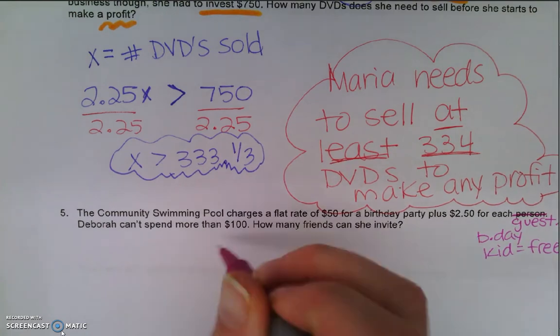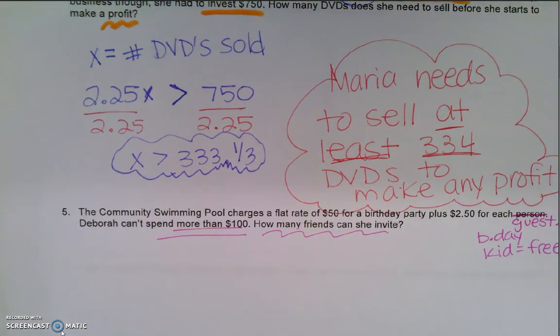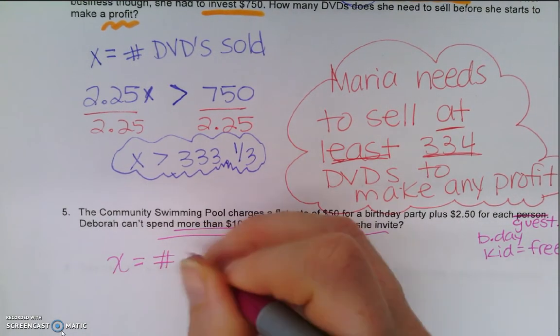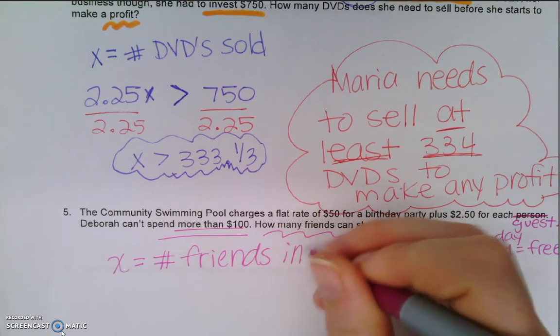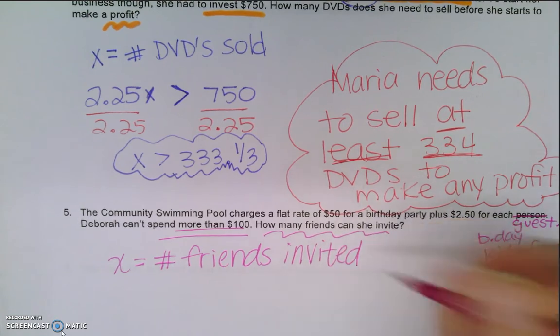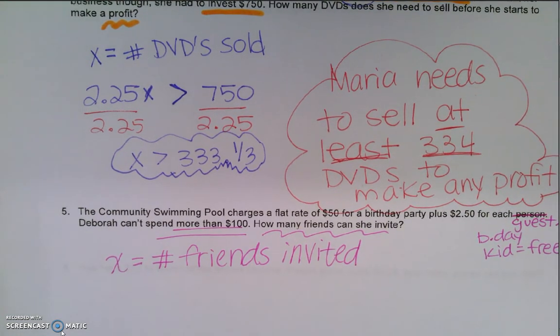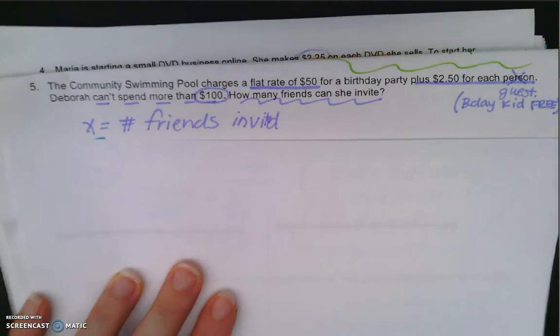Deborah can't spend more than $100. How many friends can she invite? So what's our unknown? X is the number of friends invited, or number of guests. And I'm going to give you 8 minutes, and I'd like you to finish 5 and 6 with your group. Go ahead, please pause the video for 8 minutes and finish number 5 and 6 with your group. Okay, let's see how we did.